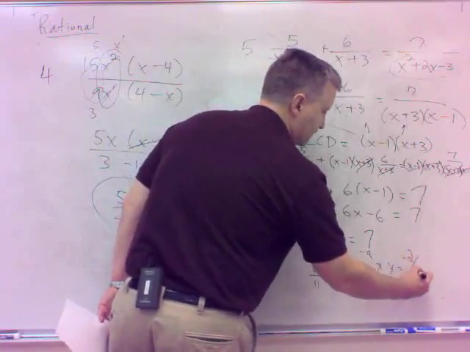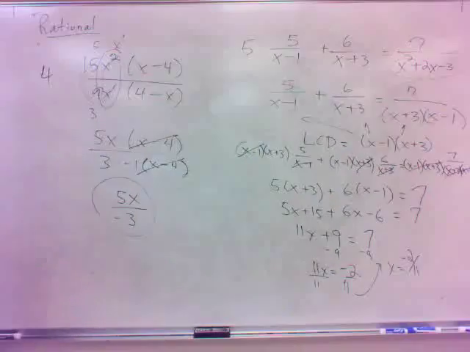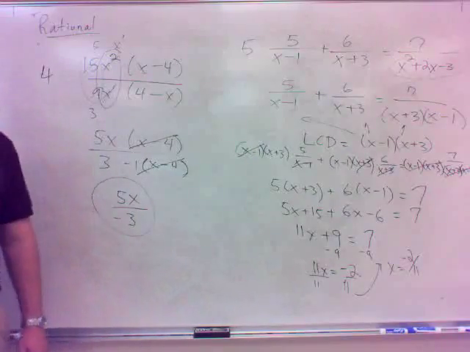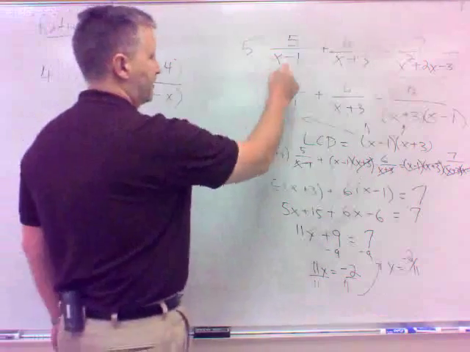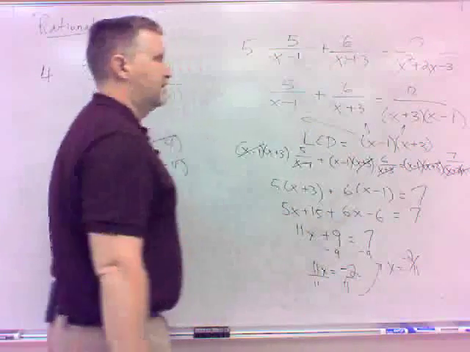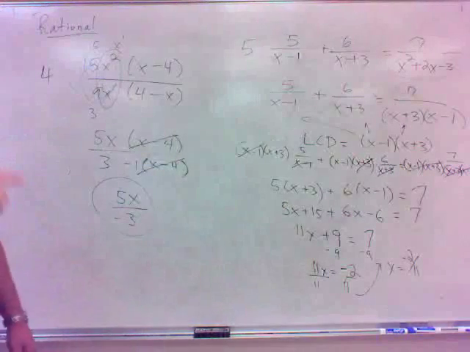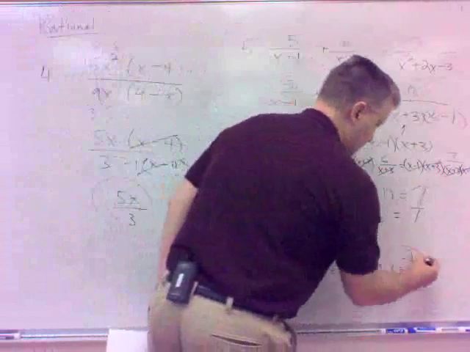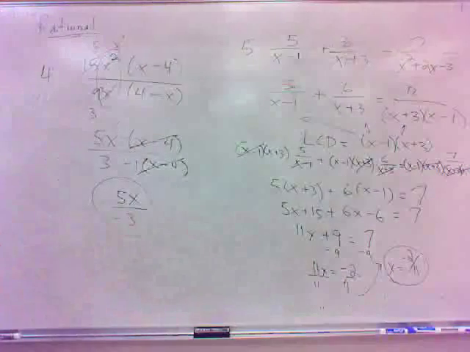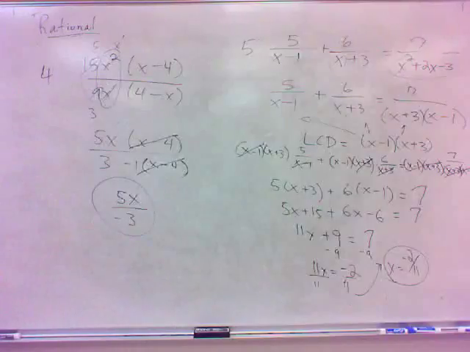Negative 2 elevenths. Looks like an answer. Now, be sure it's not an excluded value, because you can run into excluded values since we have denominators with variables. And it looks like 1 would be excluded, negative 3 would be excluded. Not so much negative 2 elevenths. It's okay. With me on that?